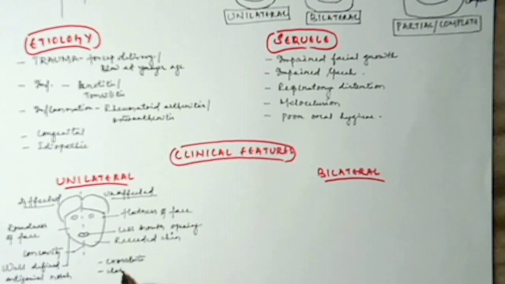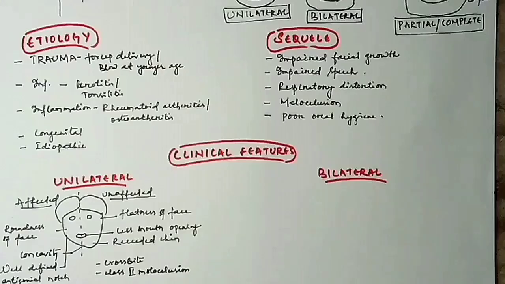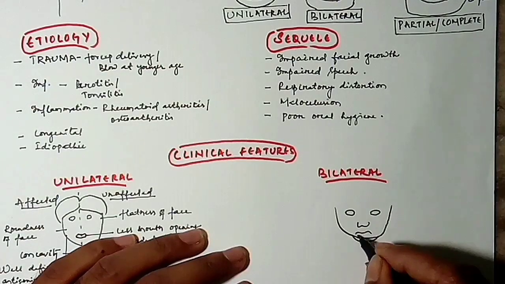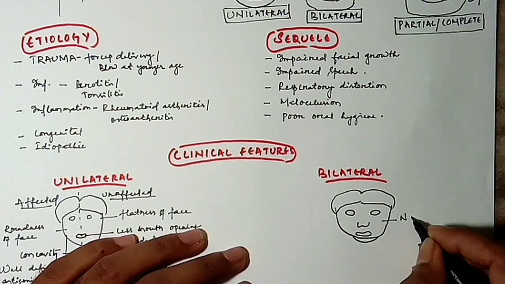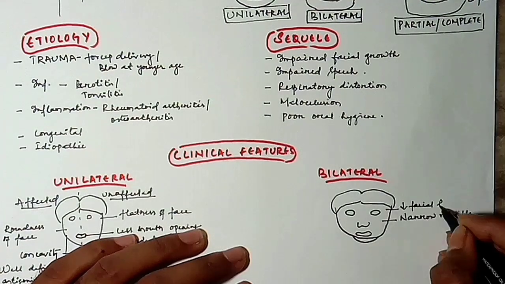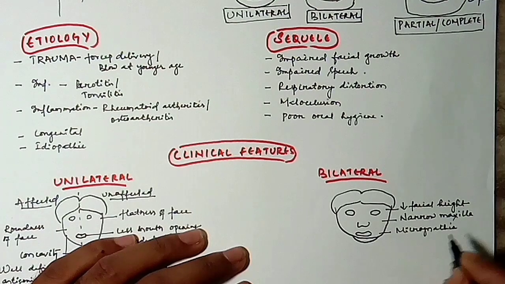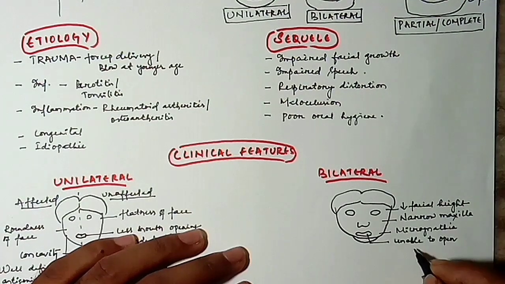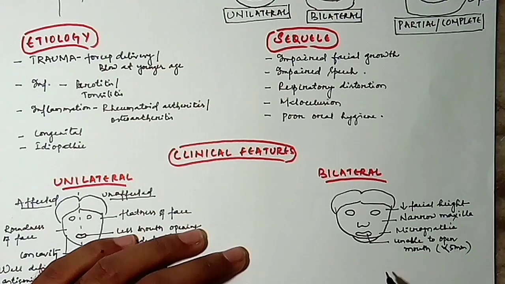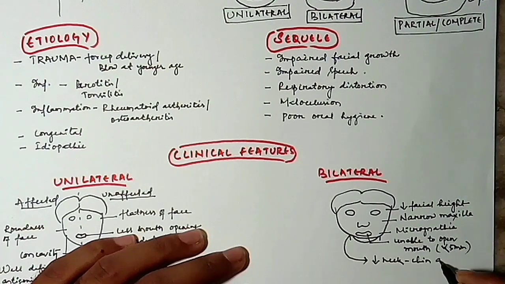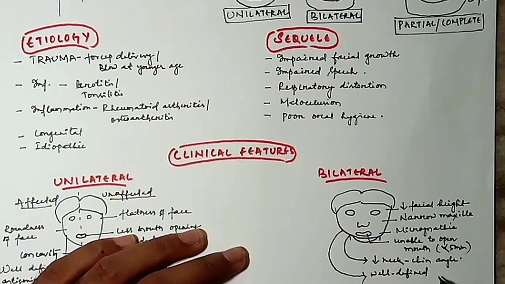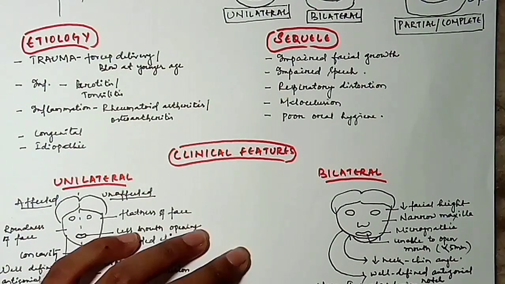Next, if we look at the bilateral side, in a bilateral ankylosed patient you clearly have a reduced lower facial height, which is a peculiar feature, and a narrow maxilla, and there will be micrognathia. The patient is unable to open the mouth, less than 5 mm interincisal distance, and there will be a reduced neck-chin angle, which is a peculiar feature of bilateral ankylosis, and a well-defined antegonial notch. Intraoral findings include class 2 malocclusions with anterior open bite, multiple caries, periodontitis and crowding.